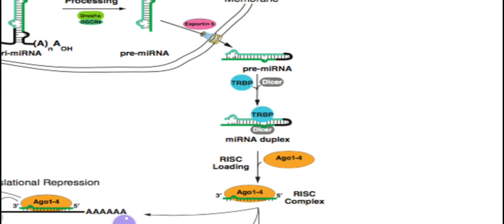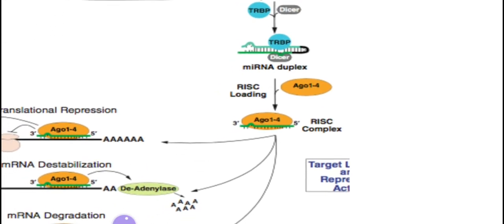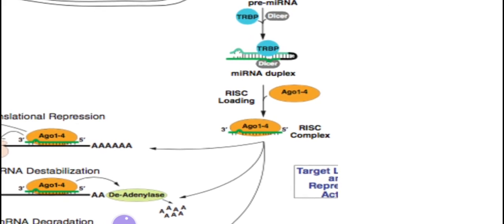And now there is the formation of a 21-22 nucleotide microRNA duplex. This is one of the two strands. Here you are seeing that one is the blue color strand in the microRNA duplex, and the other is the green color. One of the two strands, here the green color strand, will generate the mature RISC complex, forming the functional microRNA.